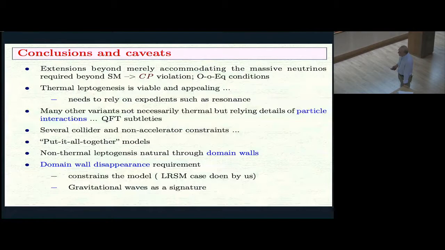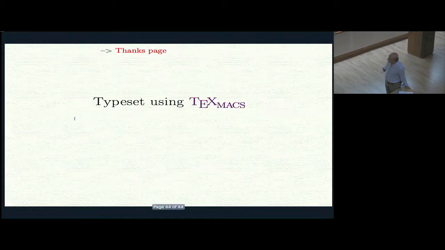In those things, domain wall disappearance would be certainly a requirement, because you don't want domain walls to hang around till Big Bang nucleosynthesis. That would constrain the model, the fact that it has to disappear. It would actually give you back something about the model itself. And if that was the case, then there would be gravitational waves as a signature. So that is, I think, my summary.